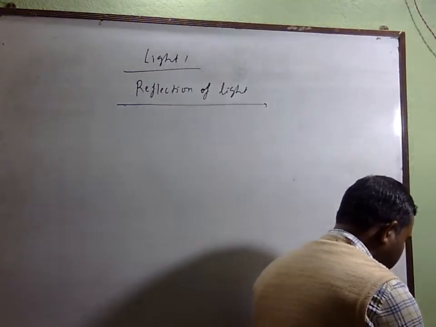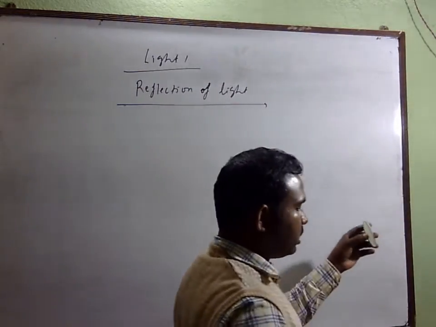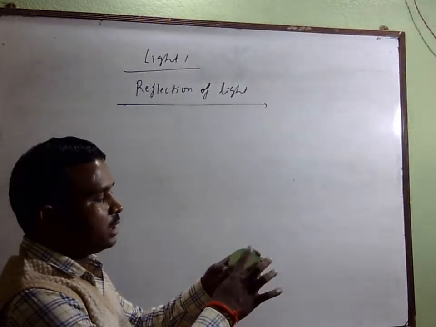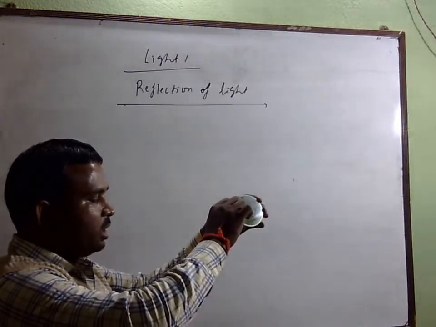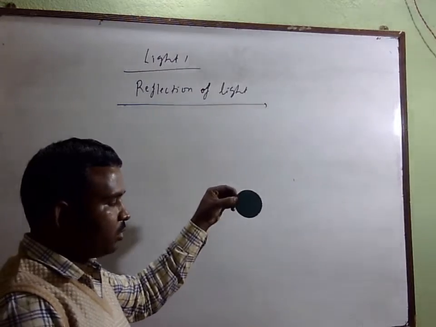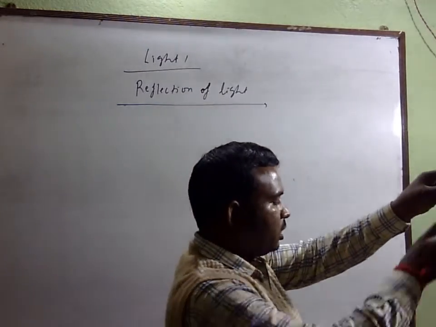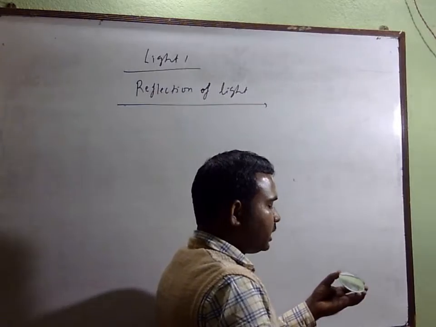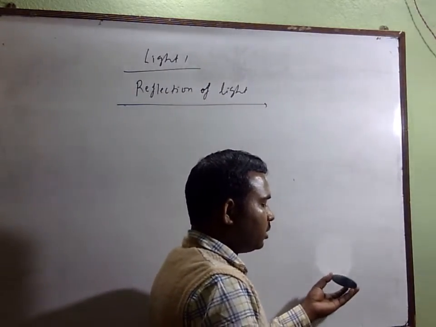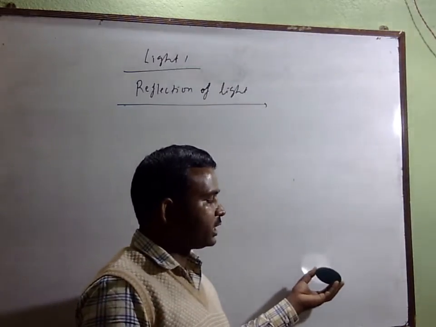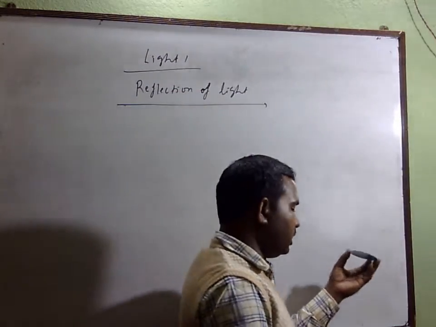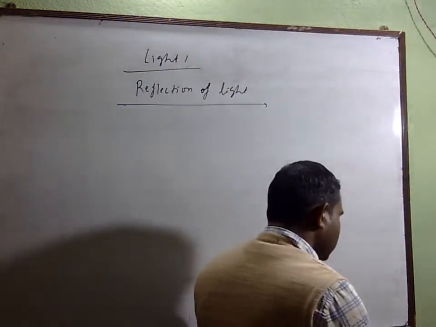I have one example here. This is a mirror. You can see that the outside is shining, and the back side is coloured. Whenever light falls on the surface, it has the ability to reflect. Why? Because on the shining portion, whenever light falls, it bounces back. Not only this one, I have other mirrors too.